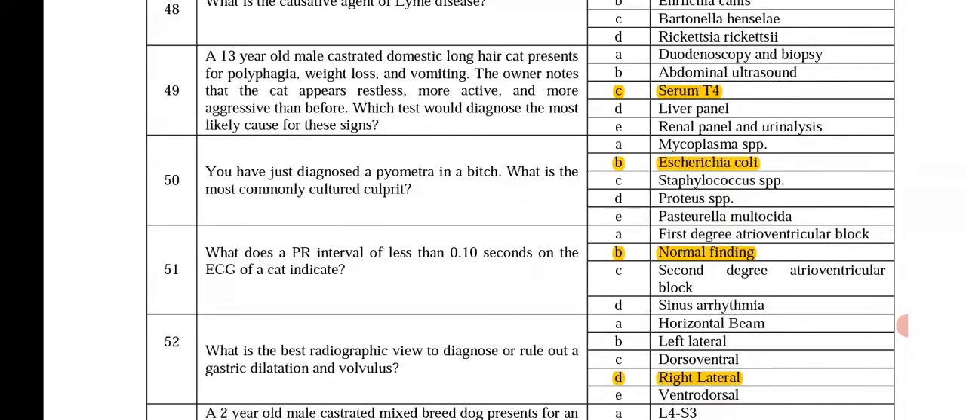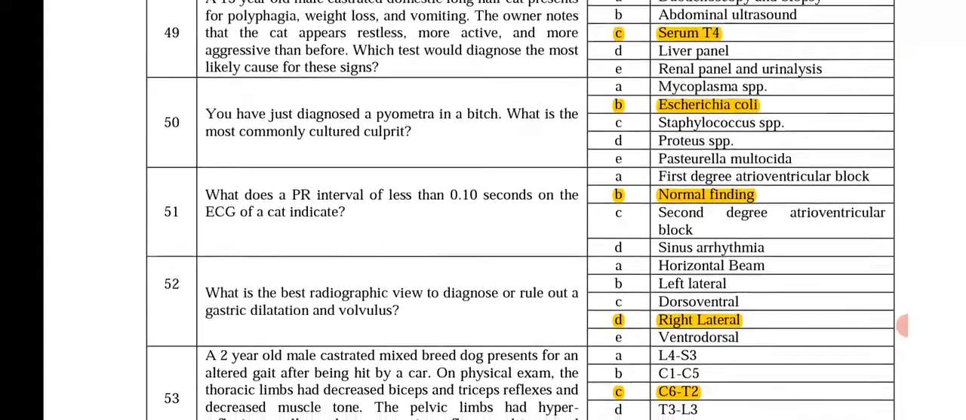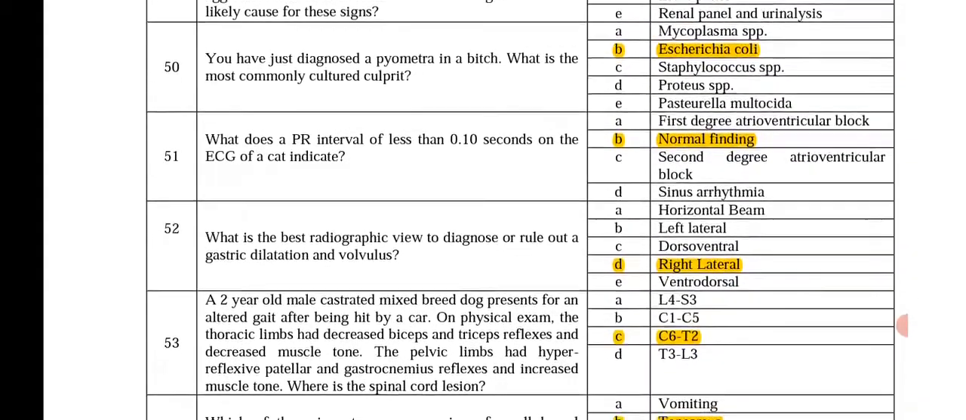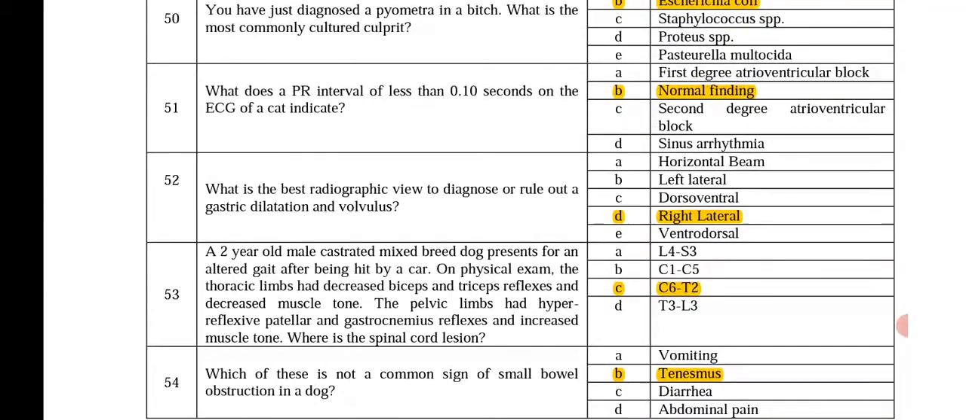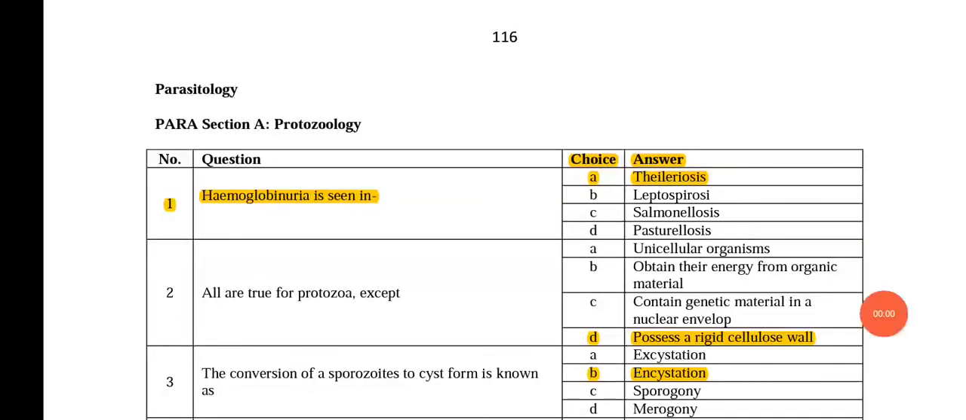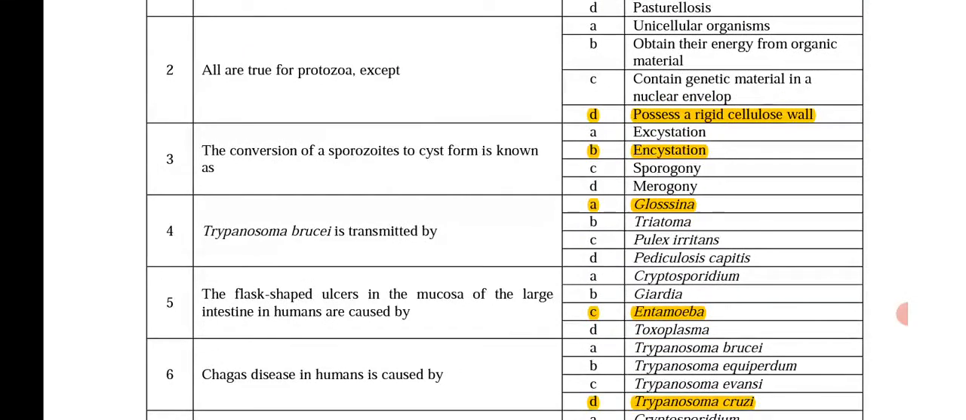What is the best radiographic view to diagnose or rule out gastric dilation and volvulus? Right lateral. Hemoglobinuria is seen in Theileria. All are true for protozoa except possesses a rigid cellulose wall. The conversion of sporozoites to cyst form is known as encystation. Trypanosoma brucei is transmitted by Glossina.